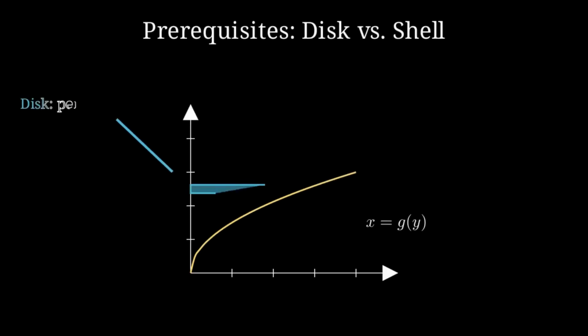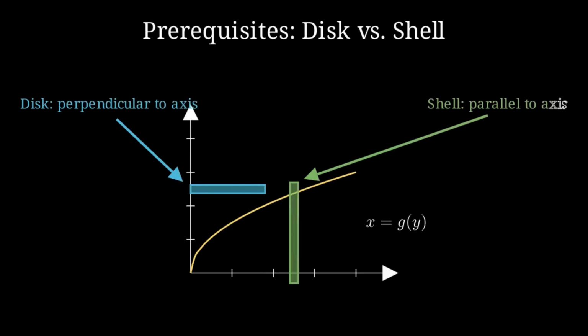Choosing between methods depends on your slice. For a horizontal axis of revolution, the disk method uses slices perpendicular to the axis, requiring functions of x. The shell method uses slices parallel to the axis, which allows us to work with functions of y. This distinction is crucial for setting up the correct integral.